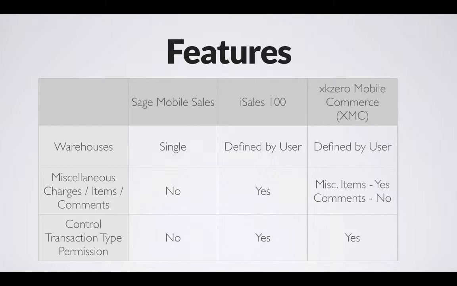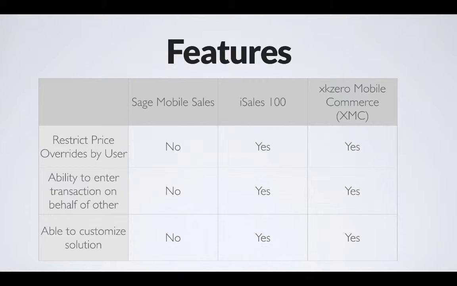Now, in terms of controlling transaction type, on Sage Mobile Sales, once you've got a salesperson set up, they can do a quote, an order, or an invoice. With iSales and with XMC, you can control the type of transaction that the user can do. So if a user is only allowed to enter an order, but can't do an invoice or a credit memo, and so on, we can give that kind of permission.